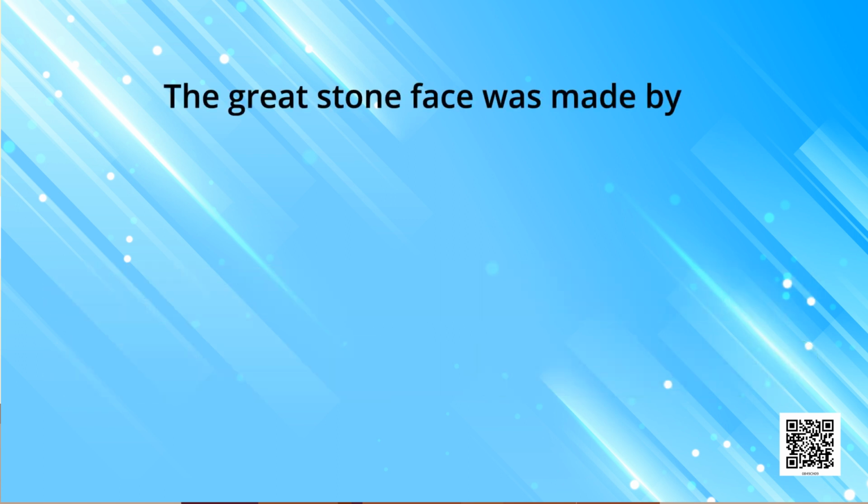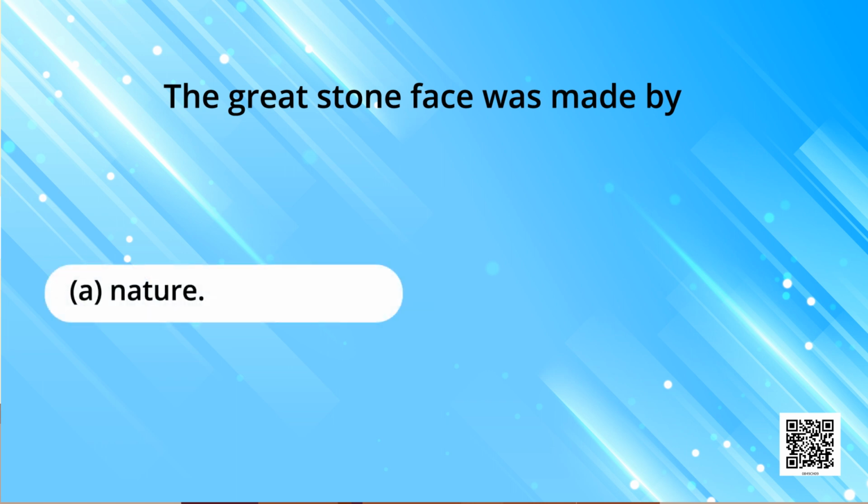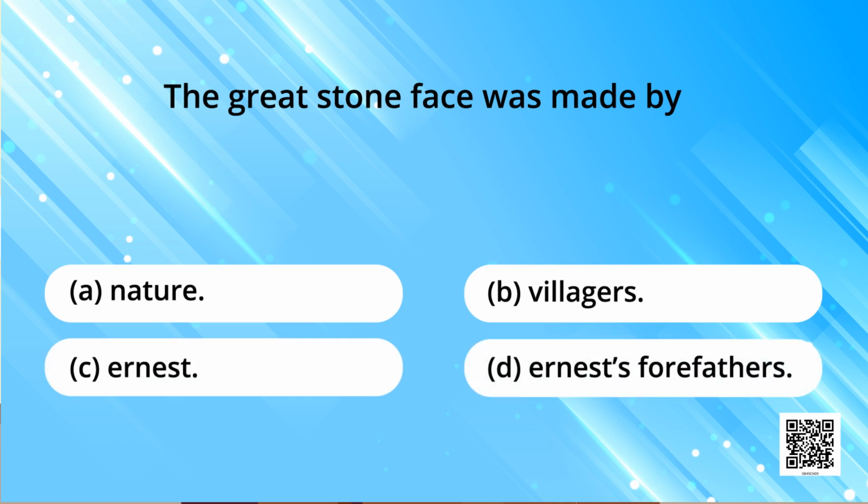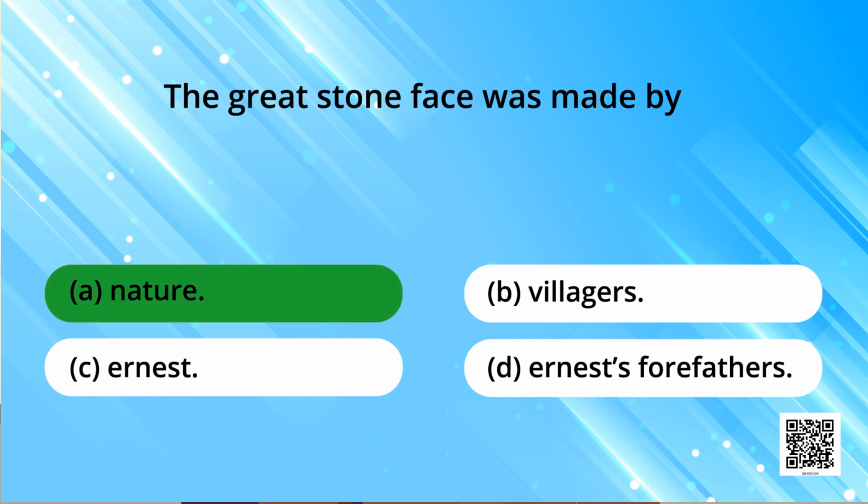Next, the great stone face was made by, options are A, nature, B, villagers, C, Ernest, or D, Ernest's forefathers. Yes, tell me. It's A, nature. Yes, the great stone face was made by nature. We have read in the story that it was a great work of nature.